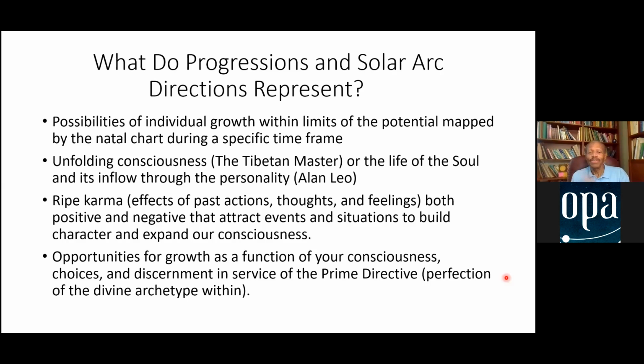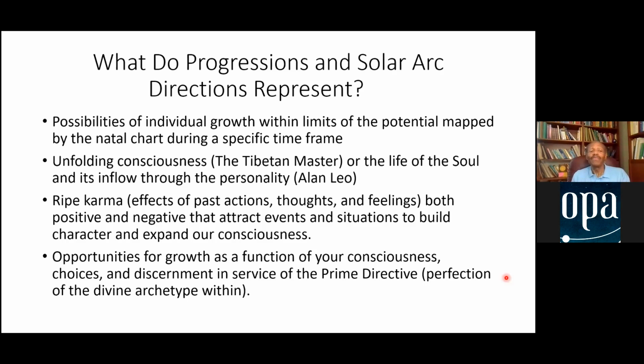The Tibetan master in his book on esoteric astrology maintains that the secondary progress chart is a very important chart and it represents the unfolding consciousness, or the life of the soul and its inflow through personality, according to Alan Leo.